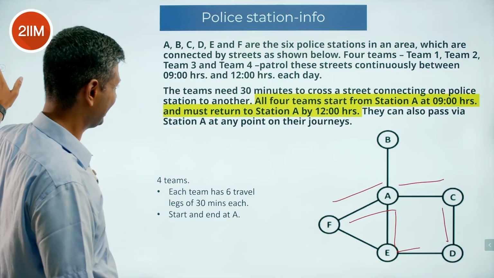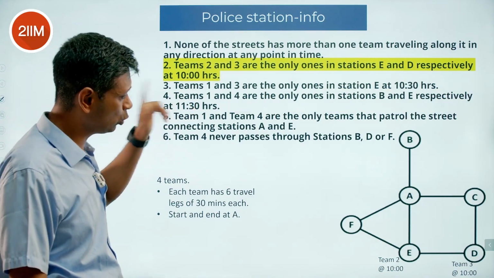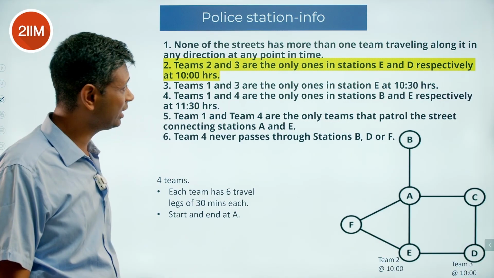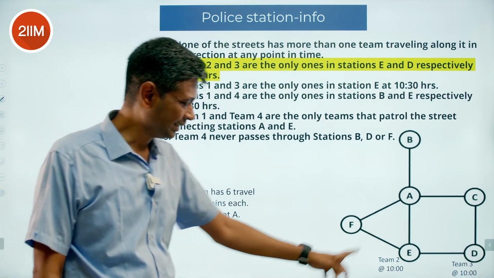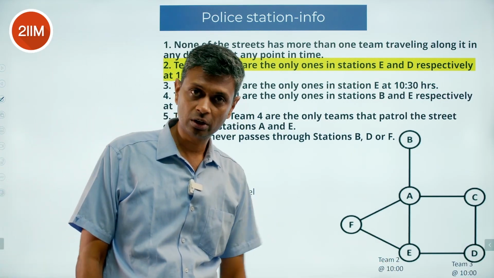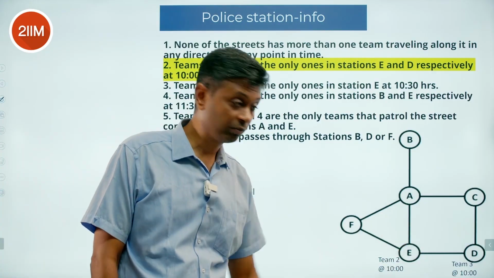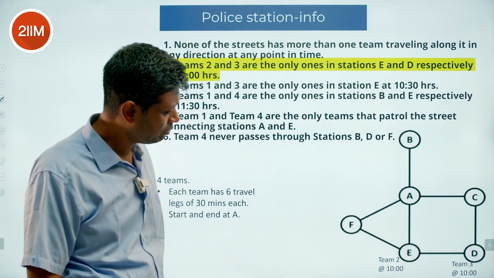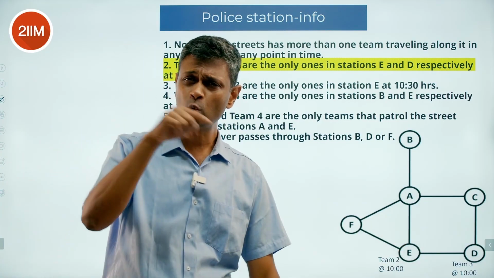They start and end at A. The constraint that team 2 and team 3 are the only ones in E and D respectively at 10 o'clock. At 10 o'clock, team 2 is here. At 10 o'clock, team 3 is there. Now, team 2 reaches E at 10 o'clock after 2 legs.